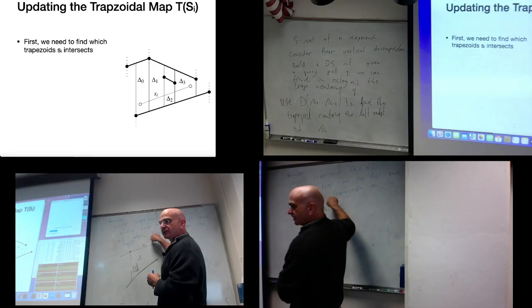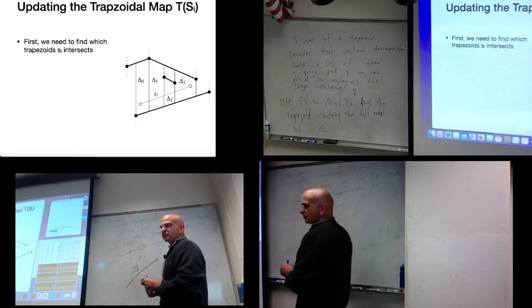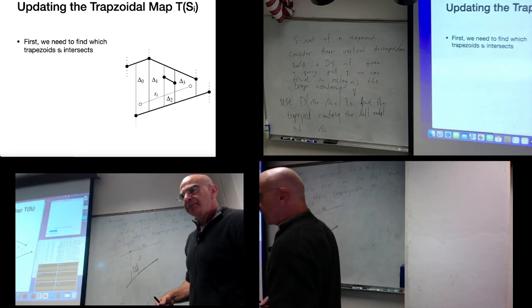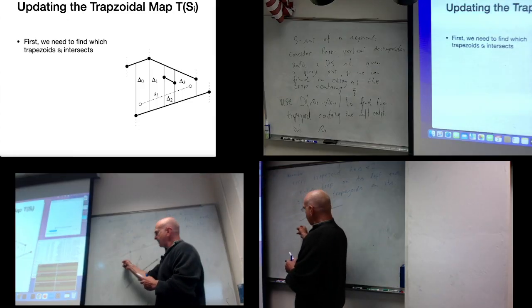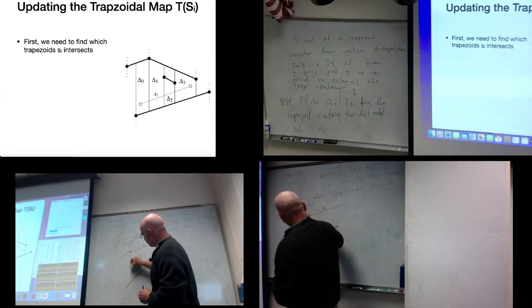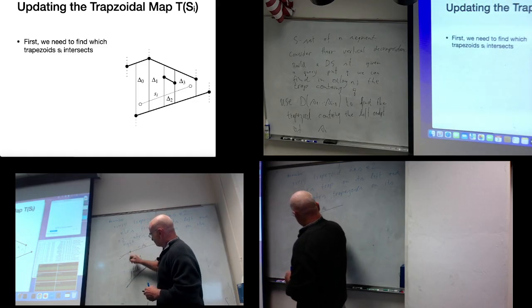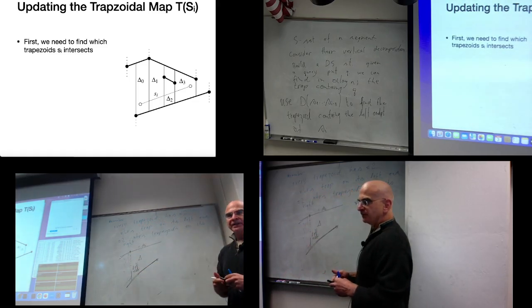Just to convince you about this case: in this case, delta has just one wall to its left, one neighbor to its left. Whomever lives here, this other trapezoid that lives right here, is the left neighbor of delta.